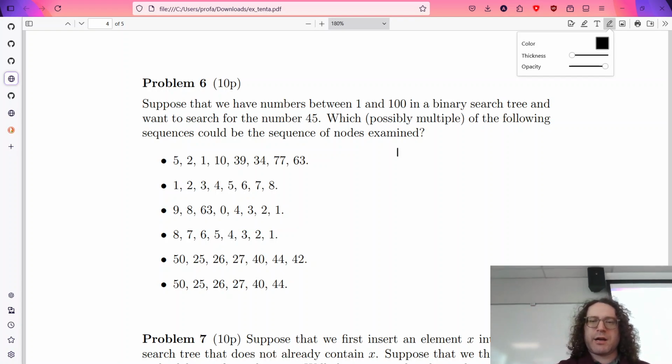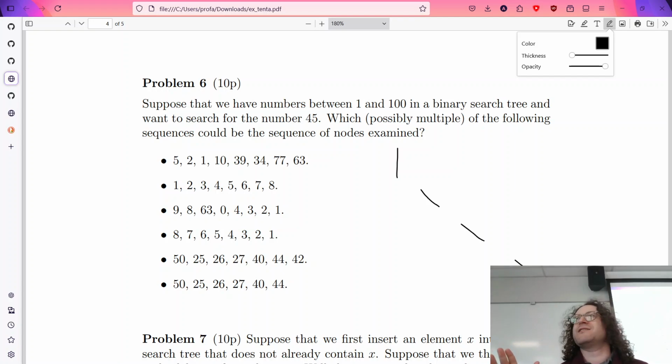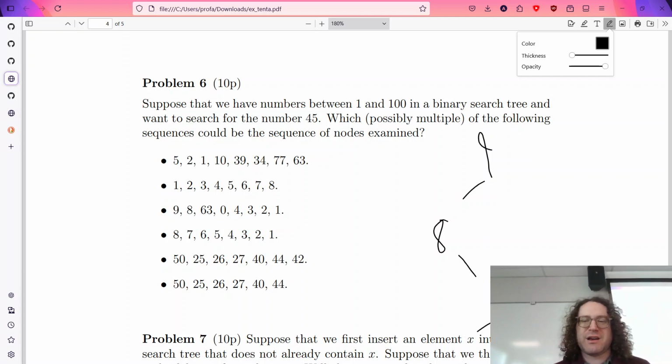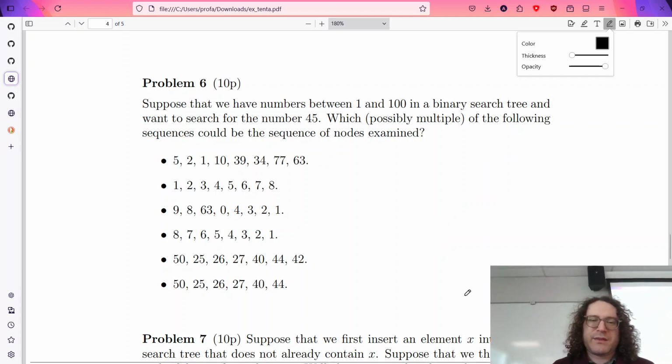Okay, this one is just basically keep going to the left. That's plausible. So keep going to the right. I swear I went to first grade. I mastered this, left and right. Okay, keep going to the right. 1, 2, 3, 4, 5, 6, 7, 8, that's possible. That's a linked list with extra steps, but possible. Another one here, 9, 8, 63, doesn't seem right, and then 0, no. Okay, 8, 7, 6, 5, 4, 3, 2, 1, where we keep going to the left. That's also good.